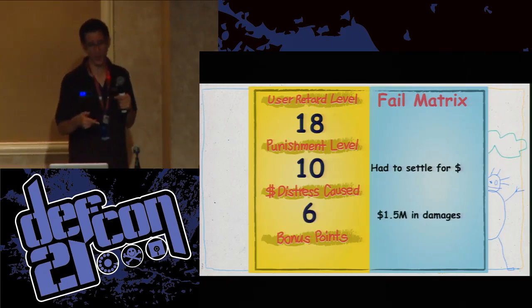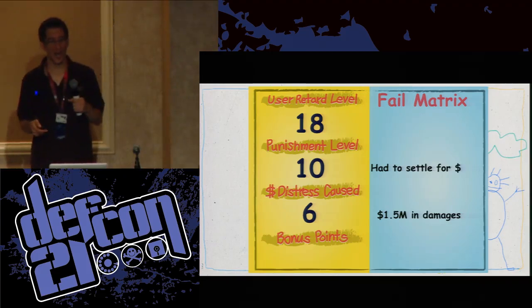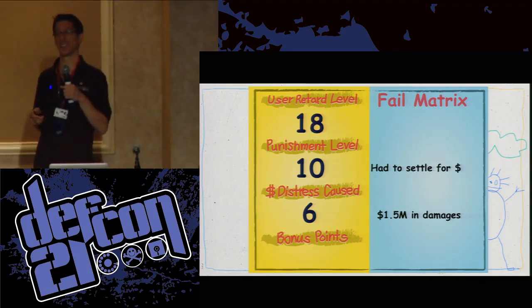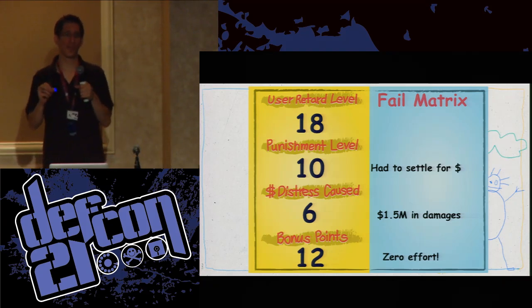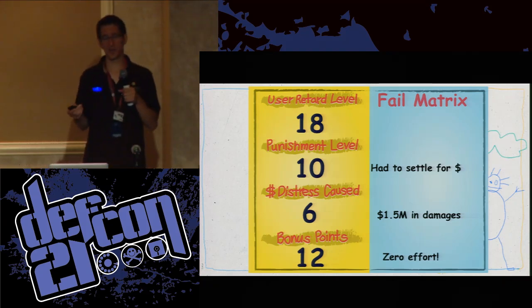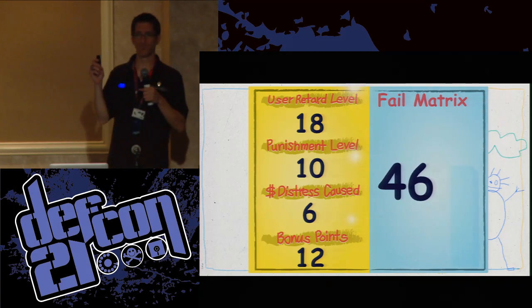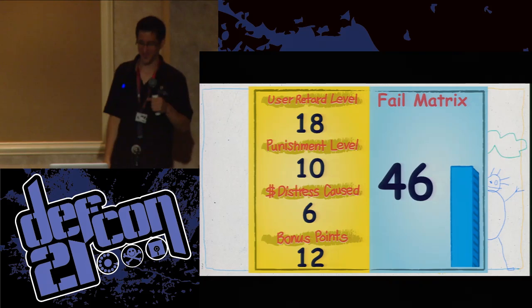It cost him 1.5 million in damages. So the distress caused is a 6-pointer, and bonus points of 12 for 0 effort. This all adds up to the fail matrix score of 46.